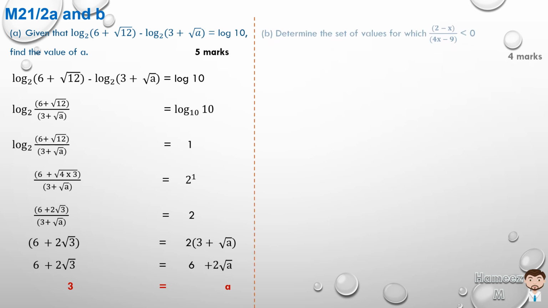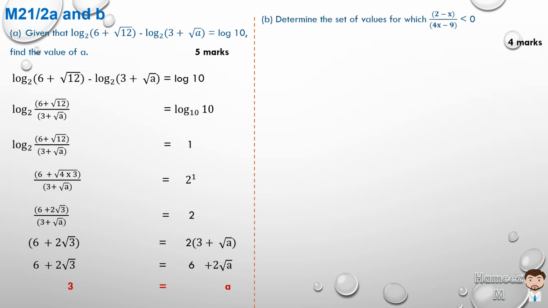Part B. Determine the set of values for which 2 minus x all over 4x minus 9 is less than 0. So we can see there's an inequality. So how do we solve this? First of all, let's multiply throughout by whatever the denominator is, all squared. So that will give us 2 minus x all over 4x minus 9 times 4x minus 9 squared on the left-hand side and on the right-hand side.